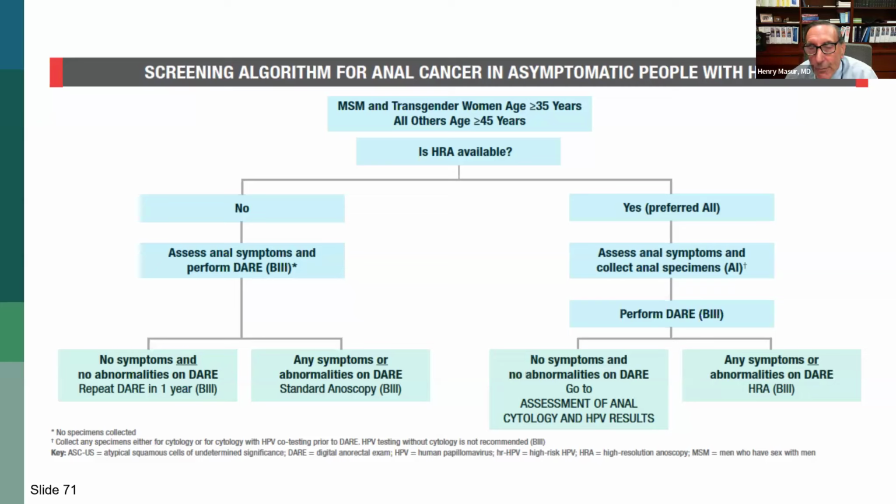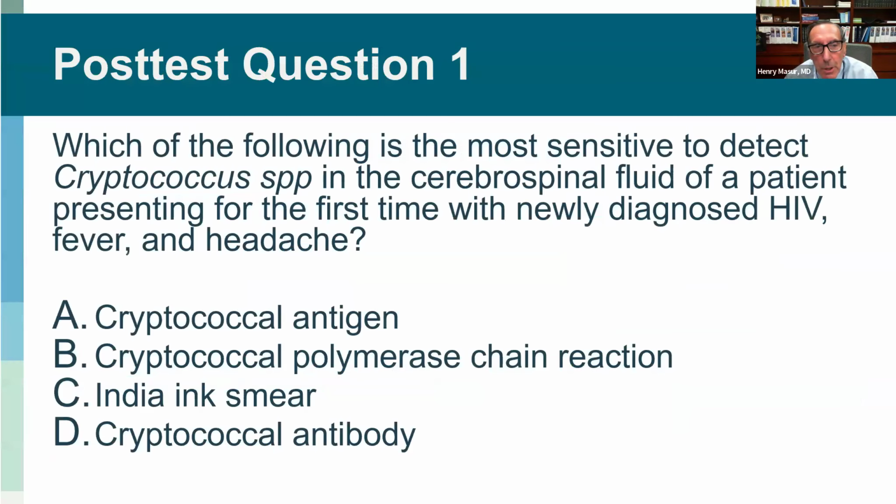The problem is that very few people have access to high resolution anoscopy. So this is an aspiration. Whether it's a reality in the next few years, I think there's going to be a lot of dispute over, but at least you should be aware of this. So the post-test, which of the following is the most sensitive to detect cryptococcal species? Well, let's just give them 5 seconds for this so we have questions, and I hope everybody gets the answer to this.